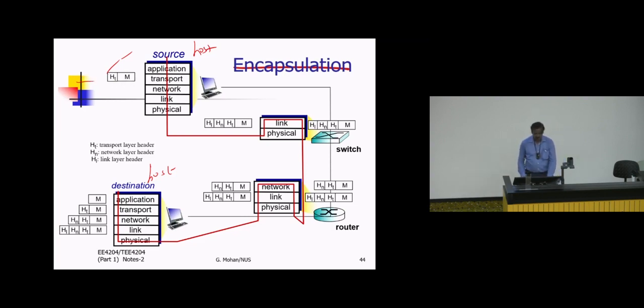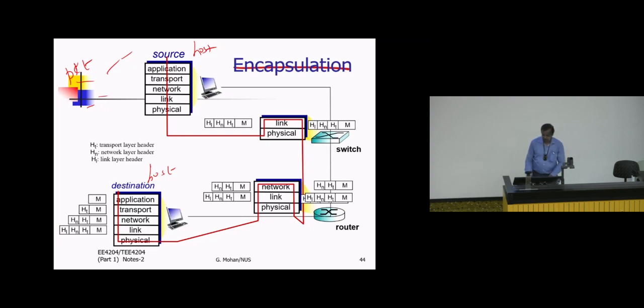Then this as a whole is sent to the next lower layer, which adds the network layer header, HN. We call it a datagram or packet. Then it goes to the link layer, where it adds its own header, HL, the link layer header. Then it will be transmitted through the physical layer.